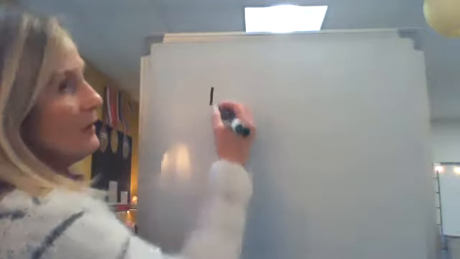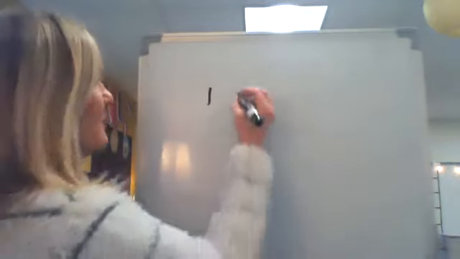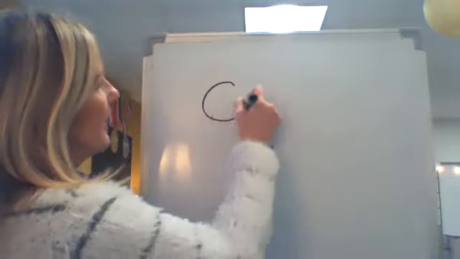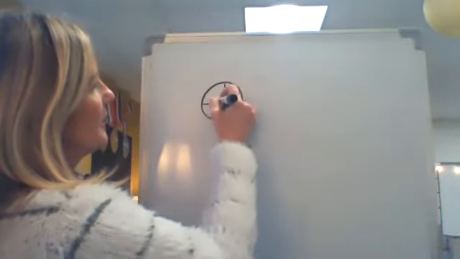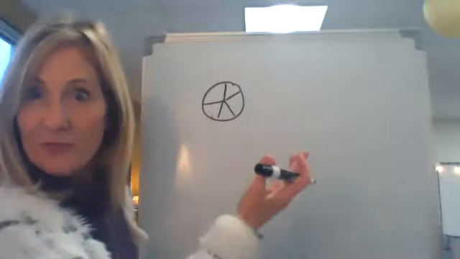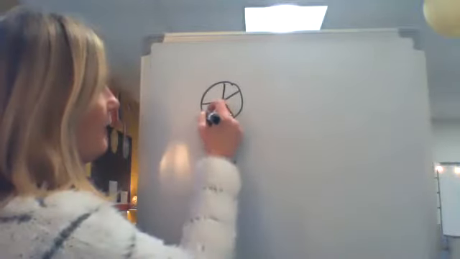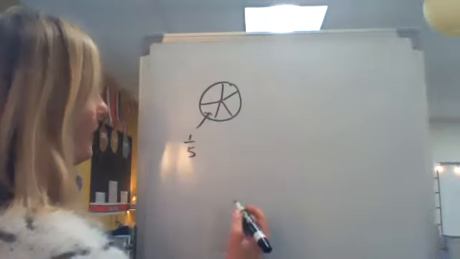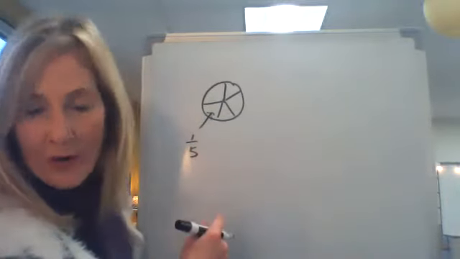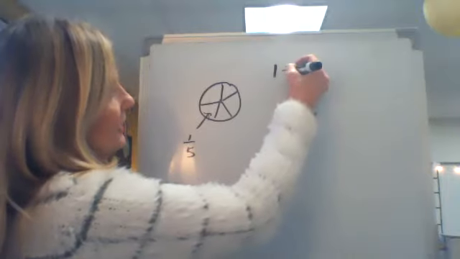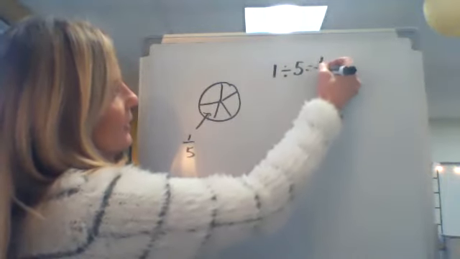1 cake, oh, we're back to food. 1 cake divided among 5 people. And I think I'll do a circle cake. Since it's divided among 5, I'm going to divide it into 5 pieces and make fifths. So each person would get 1/5, right? If it was 1 cake divided by 5 people. So 1 divided by 5 is 1/5.